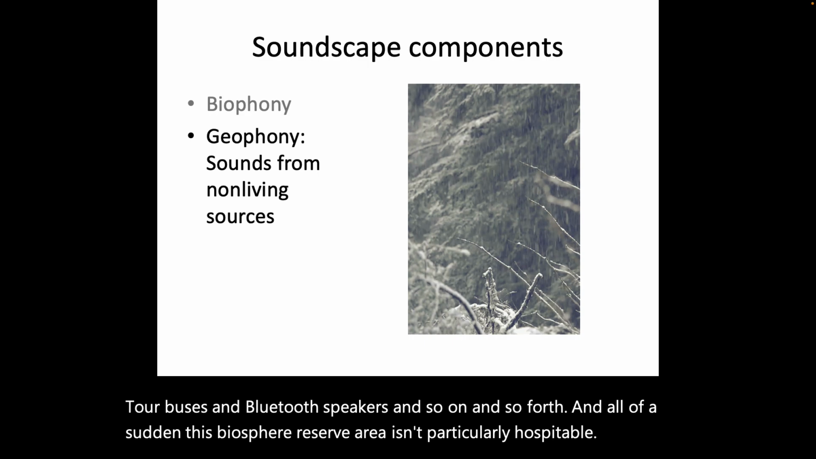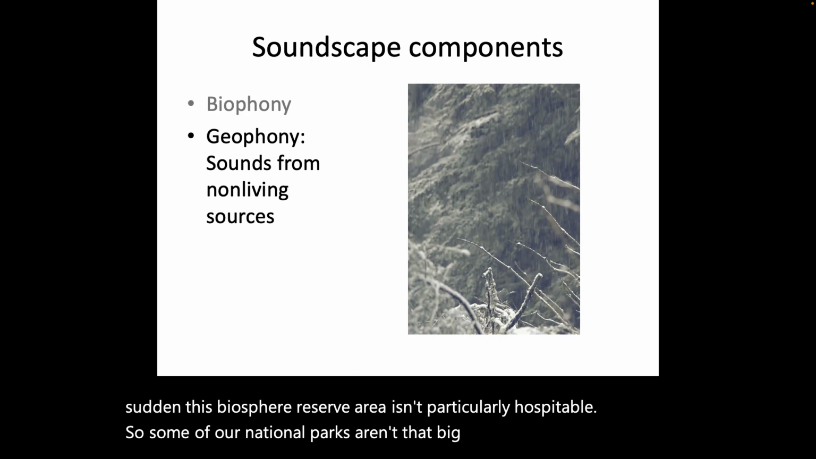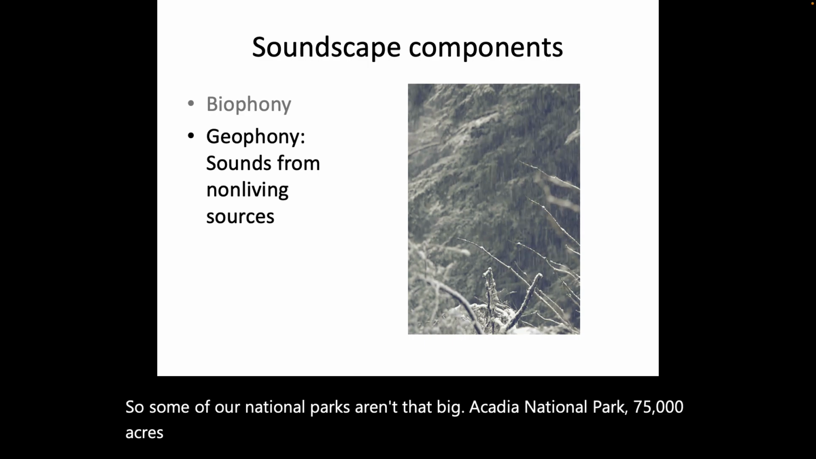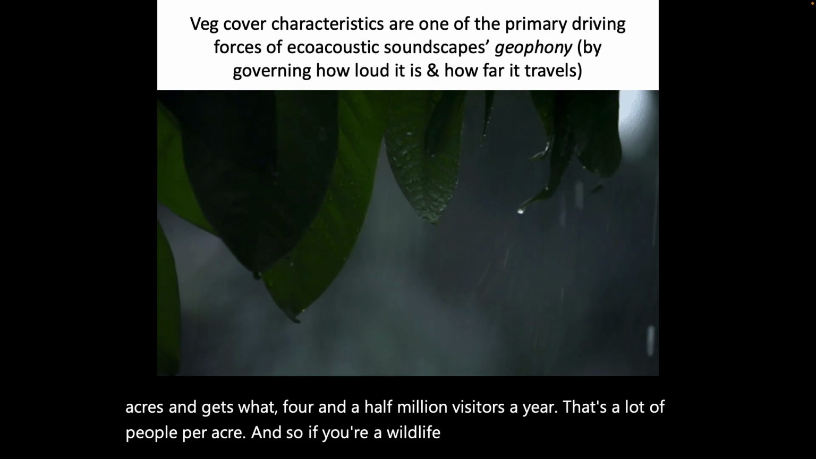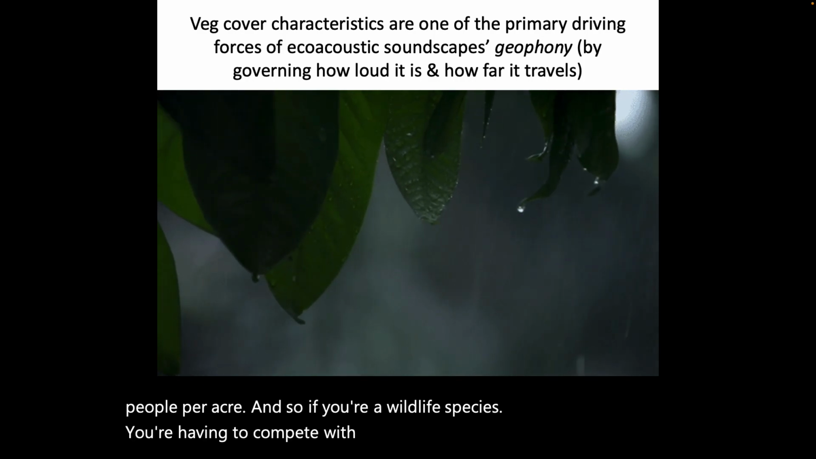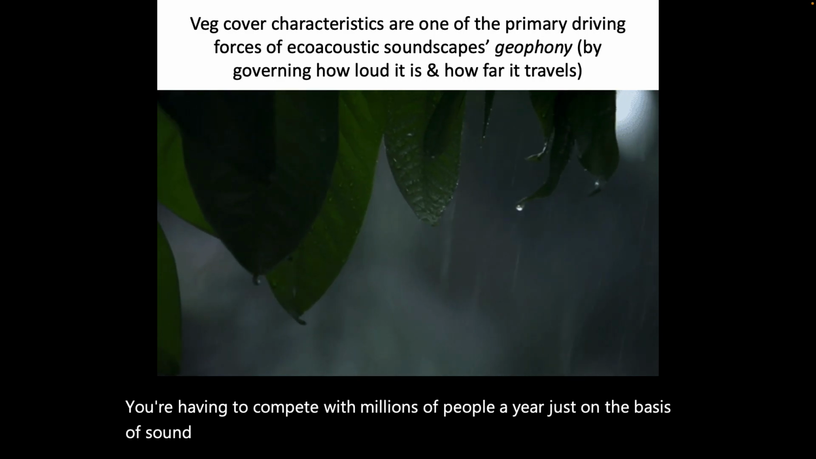So some of our national parks aren't that big. Acadia National Park, 75,000 acres, and gets, what, 4.5 million visitors a year? That's a lot of people per acre. And so if you're a wildlife species, you're having to compete with millions of people a year just on the basis of sound pollution. Okay.